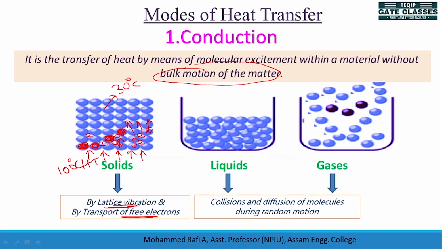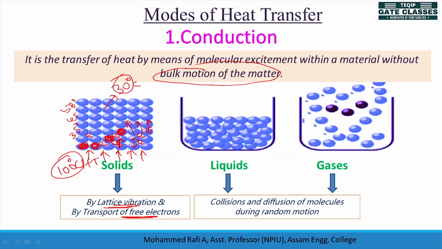Thereby, this 100 degrees Celsius will be moved, and this 30 degrees Celsius will become 35 or 45 or 50 as time goes up. So there is a gradual variation of body temperature of the solid with the help of conductive heat transfer.